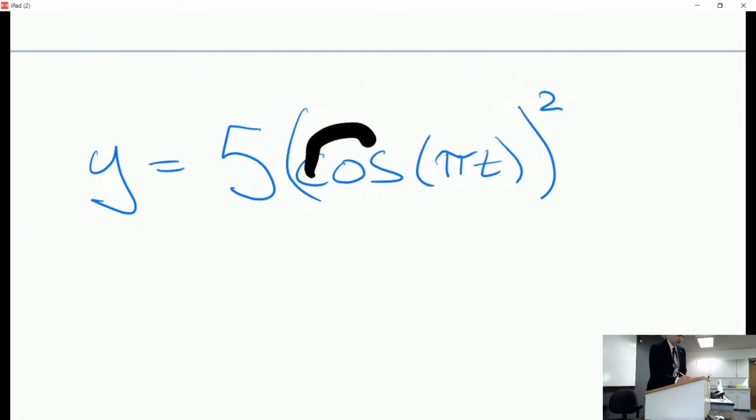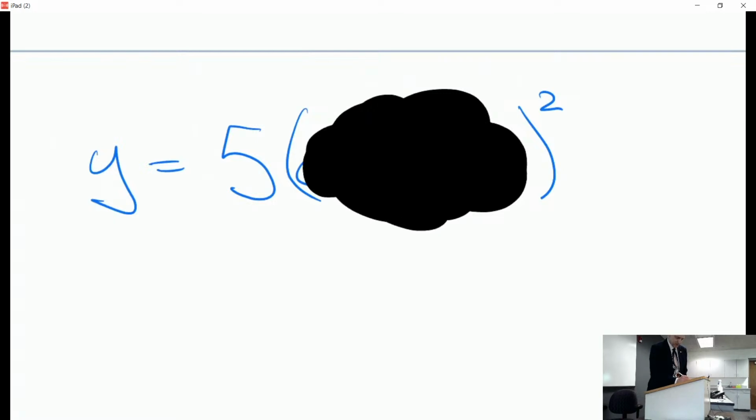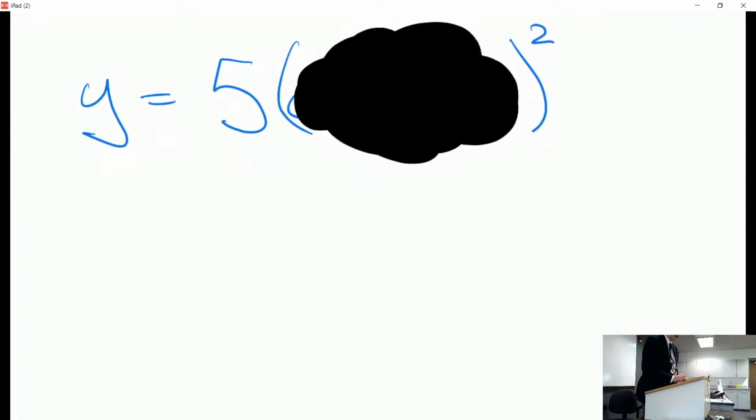So if you'll indulge me for just a minute, I think of this as being a giant blob to the second power. There it is. So there's my giant blob. So I have 5 times the giant blob raised to the second power. So when I do the derivative of a blob raised to the second power, I get 2 times the blob, right? I mean, that's what the derivative of blob to the second power is.